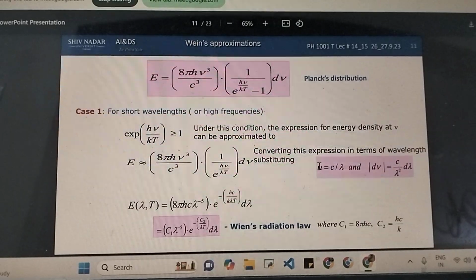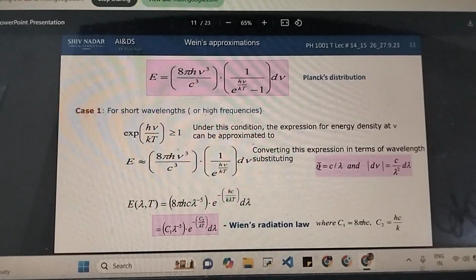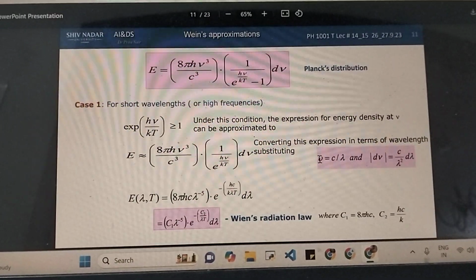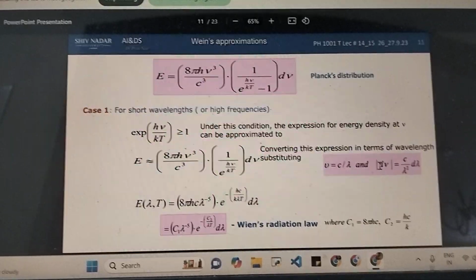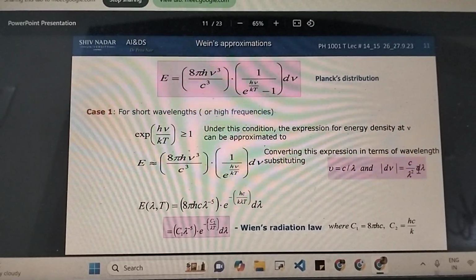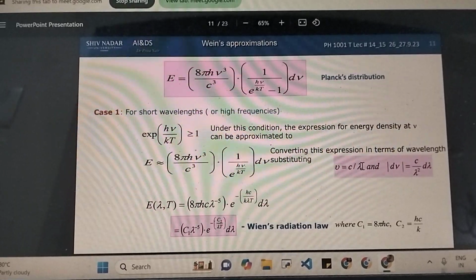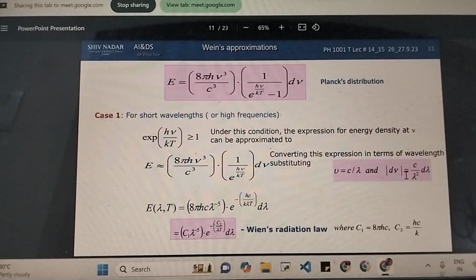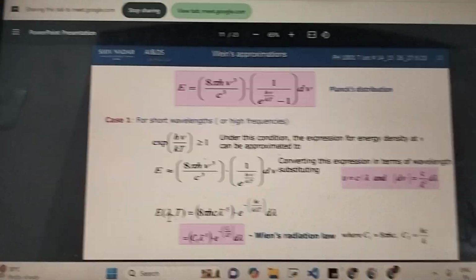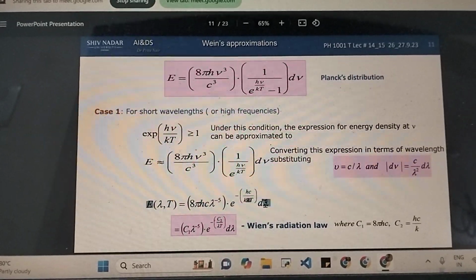Now we're going to bring nu in terms of lambda. Nu is equal to c by lambda and d nu equals c by lambda squared d lambda. So wherever you have nu, you substitute it with c by lambda, and wherever you have d nu, you substitute with c by lambda squared d lambda. Then this is the expression you get.